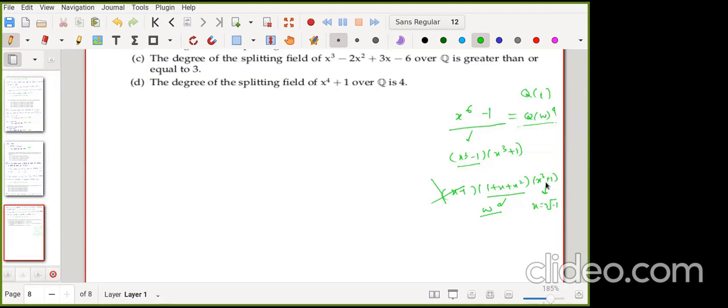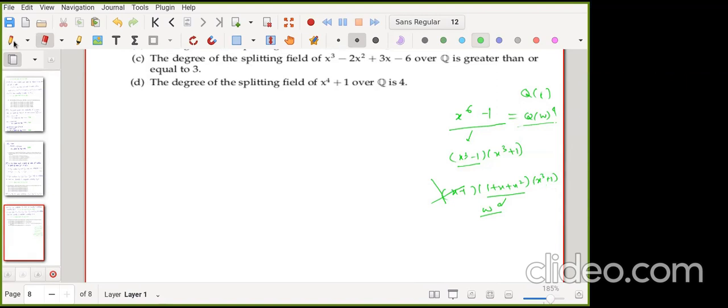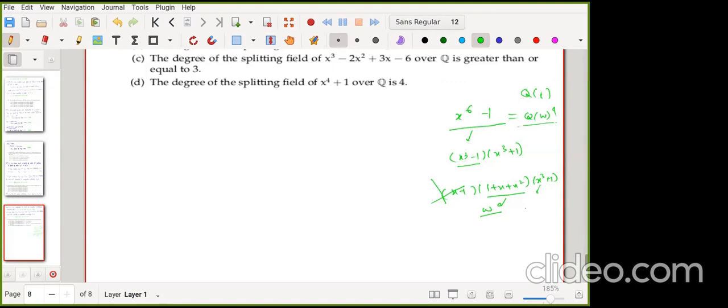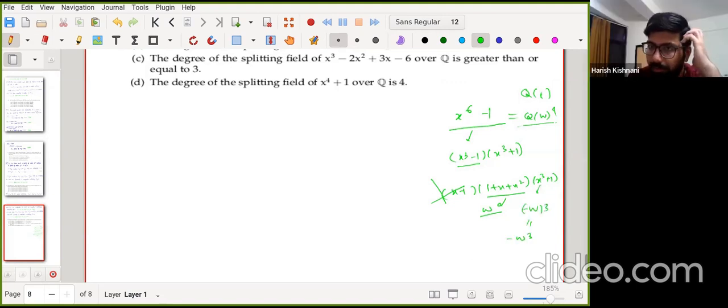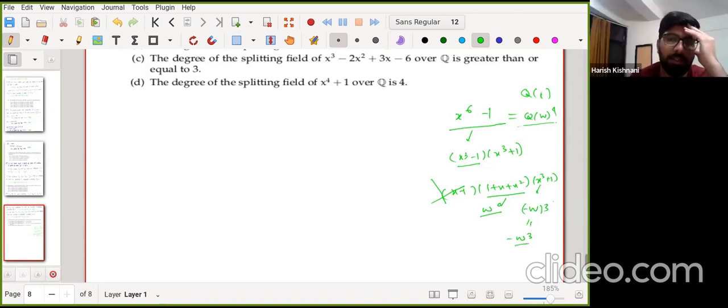x cubed plus 1. Yes. It doesn't have omega as a root, but it will have minus omega as a root, because minus omega cubed is nothing but minus of omega cubed. Omega cubed is 1, so this is minus 1 plus 1. Yes, this is Q omega.